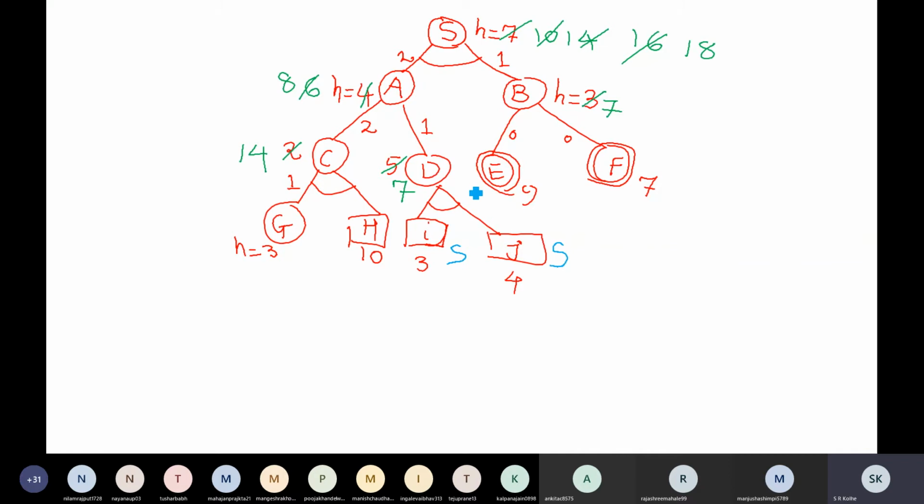So because of that, when you reach I and J, that time label was solved. Because of that, D will become solved. Since D is solved, since this is OR, A will become solved. Okay, but this is AND. S will not become solved until B becomes solved.